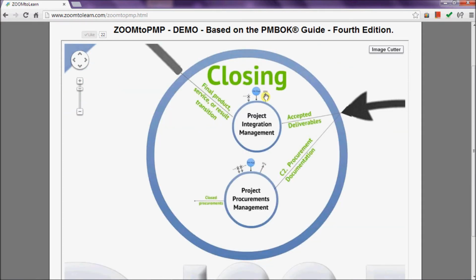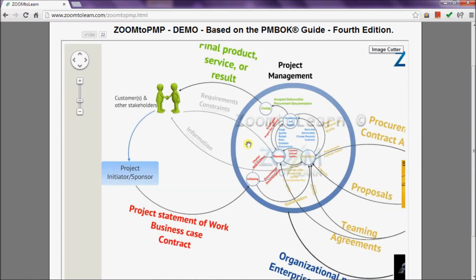There are 2 important things happening in between initiating and closing. One is the collection of requirements and constraints from customers and other stakeholders. It also includes the updating of requirements and constraints during the course of the project. The other is the providing of information to customers and other stakeholders, including the project sponsor, about the progress of the project, issues, problems, and decision points.